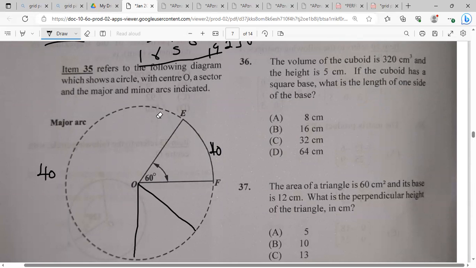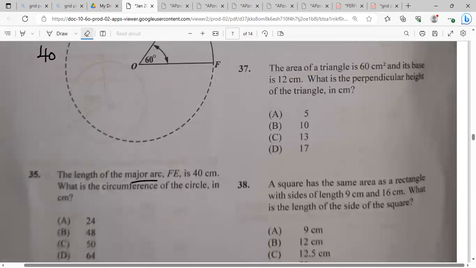Although it doesn't matter, they actually mean that the major arc is 40, so all the way around is 40. Now this represents 3/4 of it, 1/5 of it. As a 6 sided shape. So this represents 1/5.